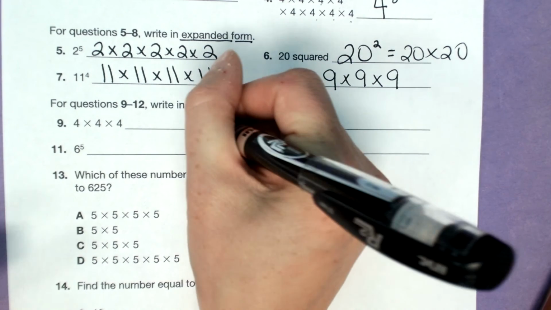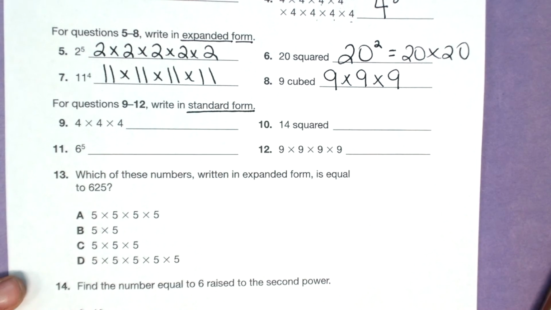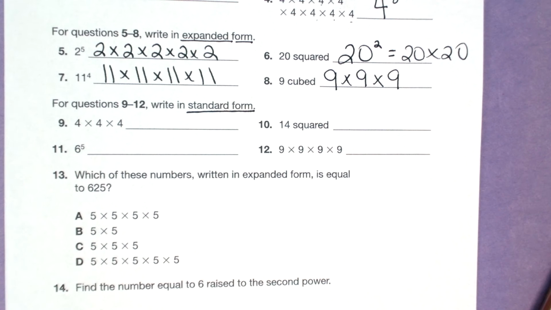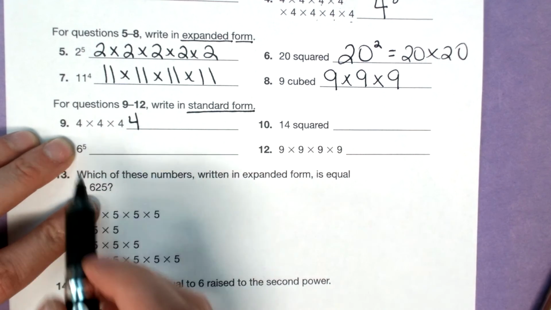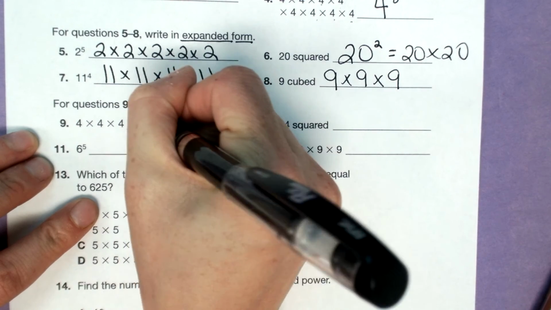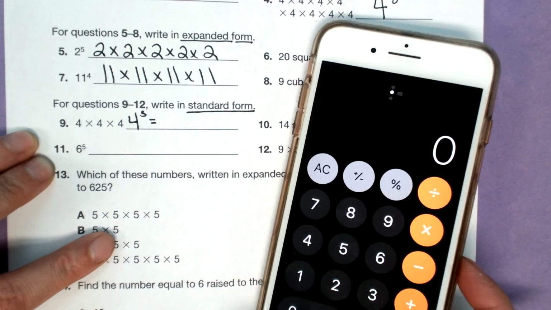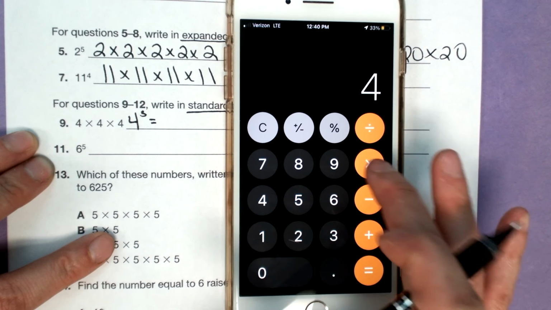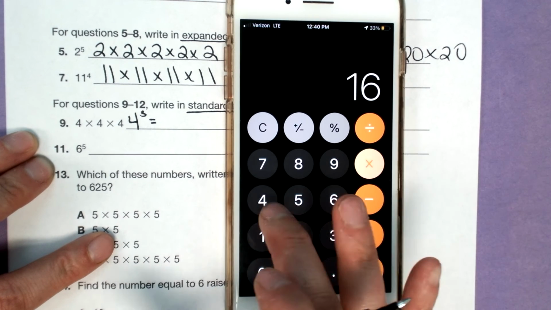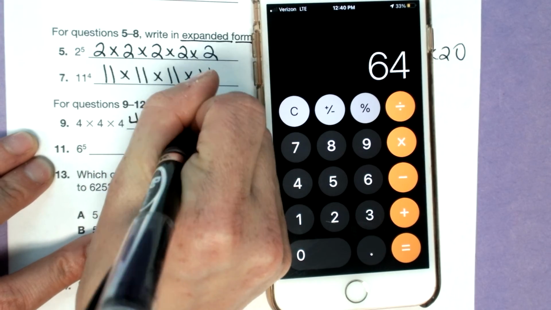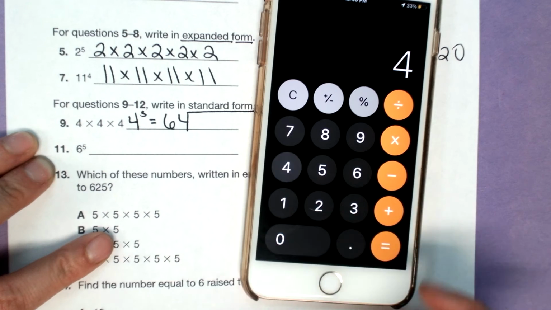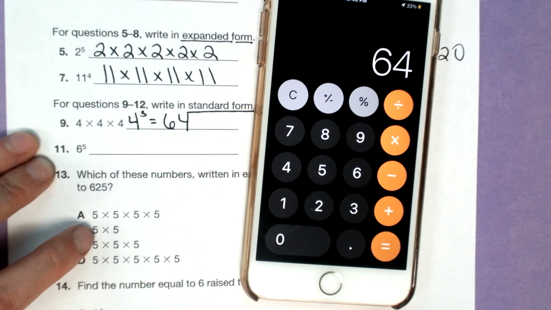Now, if it says standard form, it's asking you to write it as an answer. So they're wanting the answer, okay? For the first one, it's 4, 1, 2, 3, to the power of 3. So if I had my calculator, I could do 4 times 4 times 4. And the answer is 64. Let me do it again for you. 4 times 4 times 4. 64.